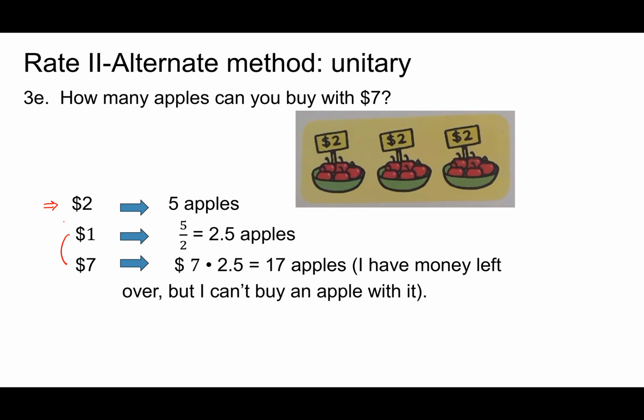So to go from 1 to 7, I have $7. I'm going to multiply by 7. So I'll multiply 7 times 2.5 as well. 7 times 5 halves equals 35 halves, equals 17.5 apples. Can you buy a half an apple? No. You can't buy a half an apple.